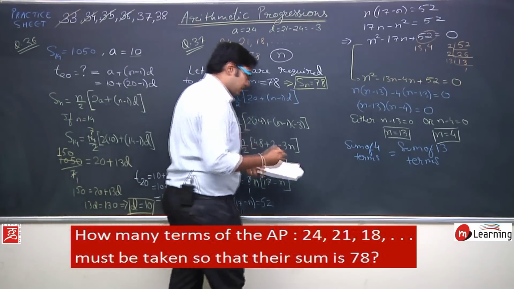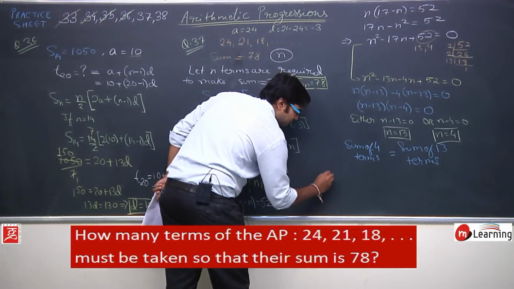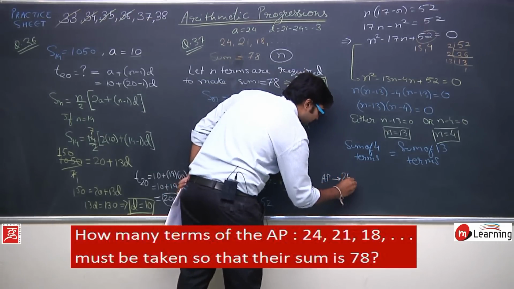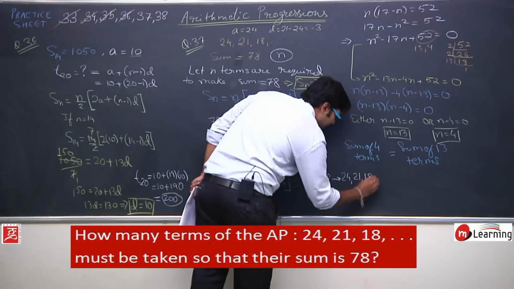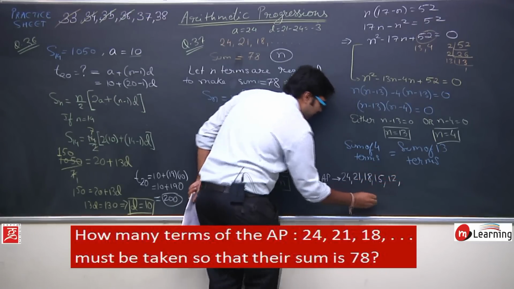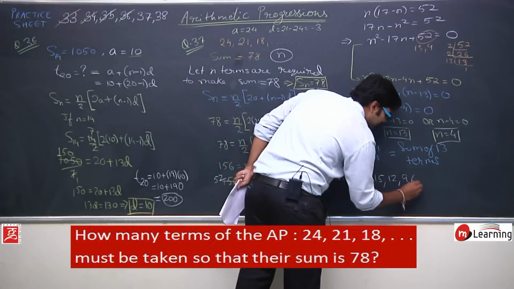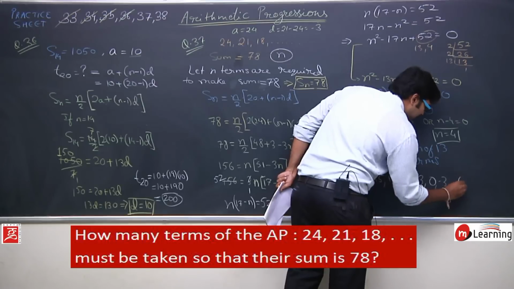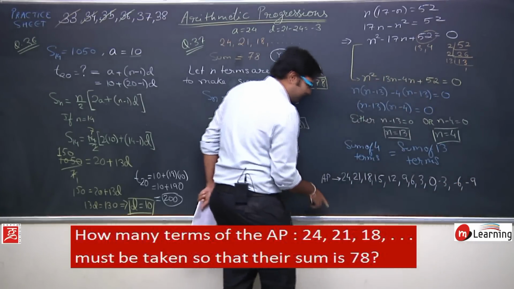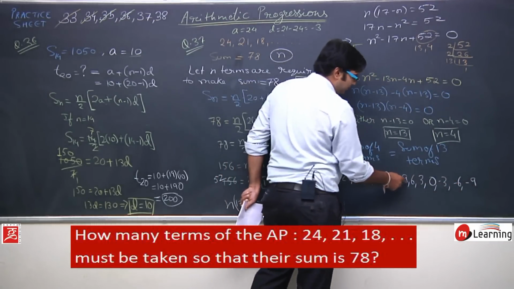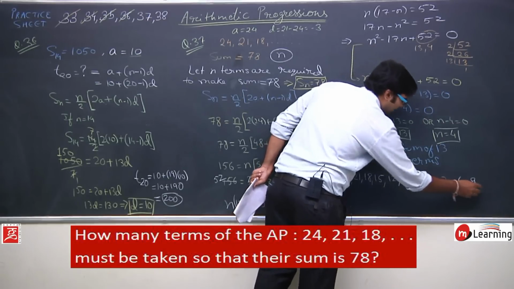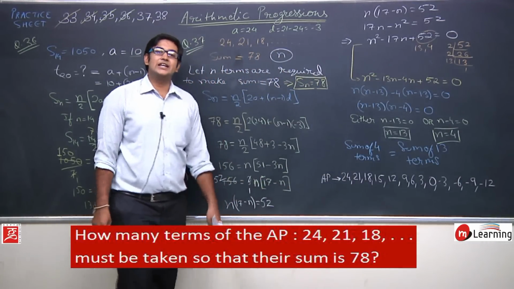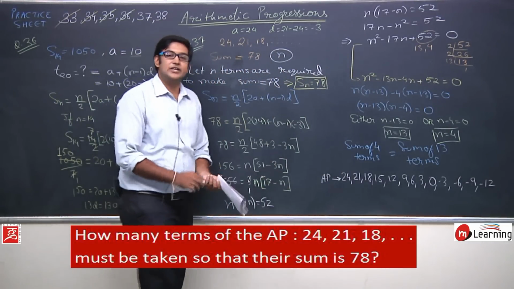You will find, if I write the terms of this AP, they will be 24, 21, 18, 15, 12, 9, 6, 3, 0, minus 3, minus 6, minus 9. How many terms are these? 1, 2, 3, 4, 5, 6, 7, 8, 9, 10, 11, 12, and one more is minus 12. So these are the 13 terms of this AP. I have just written the 13 terms.